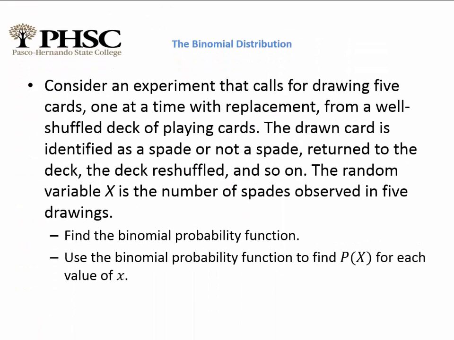So now, consider an experiment that calls for drawing 5 cards, one at a time, with replacement from a well-shuffled deck of playing cards. The drawn card is identified as a spade or not a spade. It's returned to the deck, reshuffled, and so on. So the random variable x is the number of spades that are gotten in 5 drawings. What we're going to do is find the binomial probability function, and then use it to find P of x for each value of x.